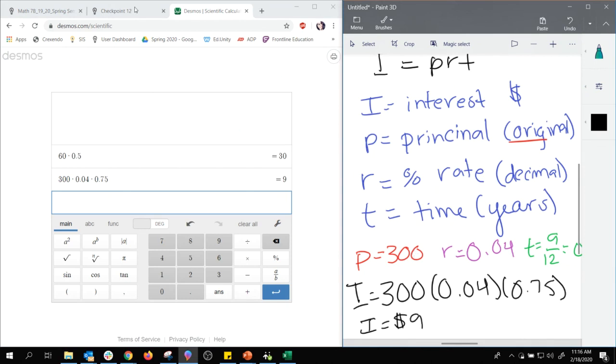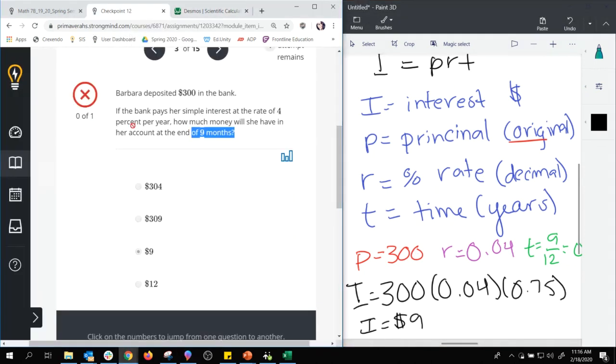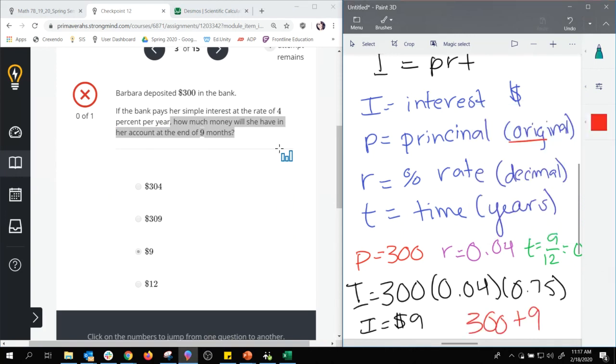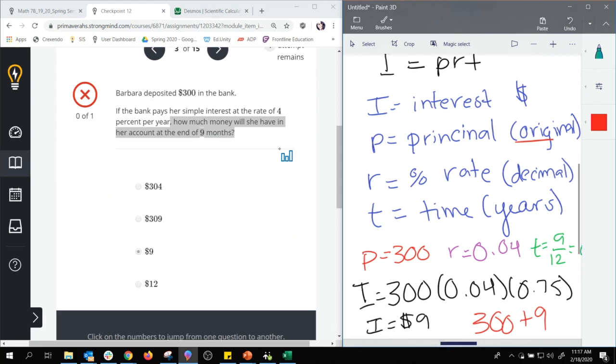Now make sure that you read these questions carefully. This question wants to know how much money will she have in her account at the end of 9 months, right? So she has money that she deposited in her account, and then she's also gaining this $9 over the course of her 9 months. So if she starts with $300 in her account, like Natalie says, we want to add that 9 so that we get the total amount of money that Barbara now has in her account. So 300 plus 9 would give us that $309.